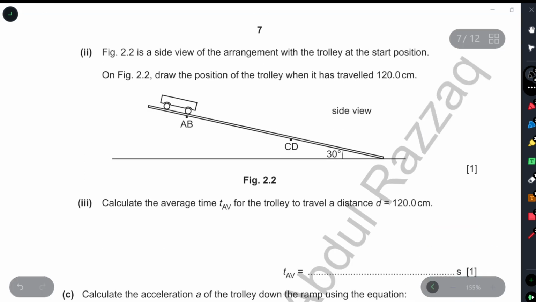Part 2. Figure 2.2 is a side view of the arrangement with the trolley at the start position of figure 2.1. Draw the position of the trolley when it has traveled 120 centimeters. So when it has traveled 120 centimeters, this position right here, this front wheel of the trolley is going to be right here.